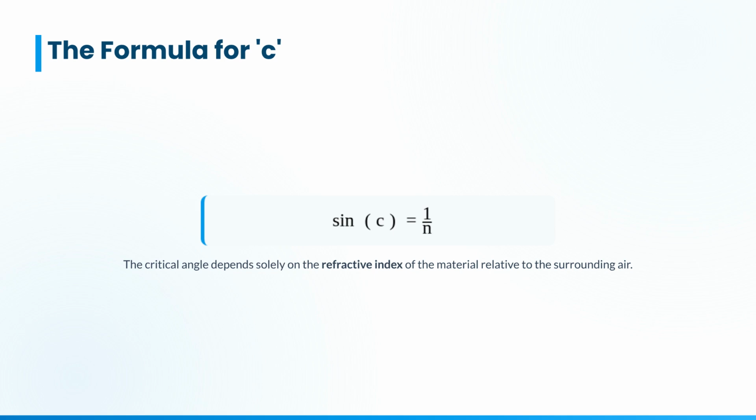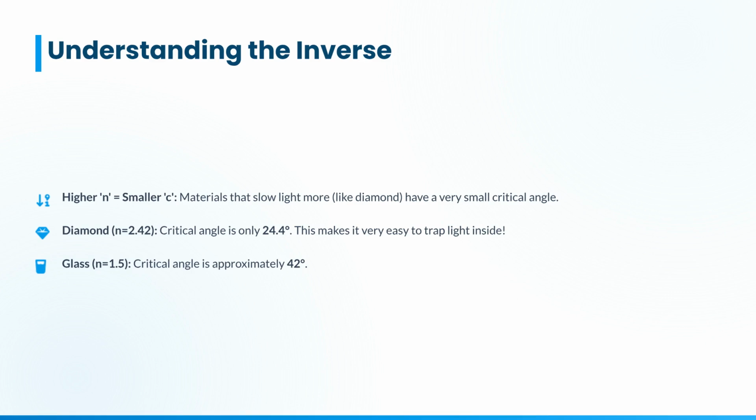The critical angle depends solely on the refractive index of the material relative to the surrounding air. Remember that a higher refractive index results in a smaller critical angle. For example, diamond, with its high refractive index of 2.42, has a very small critical angle of just 24.4 degrees, making it incredibly effective at trapping light.